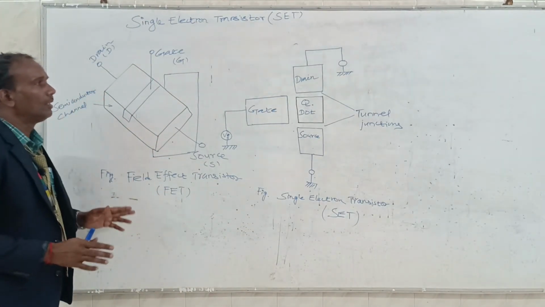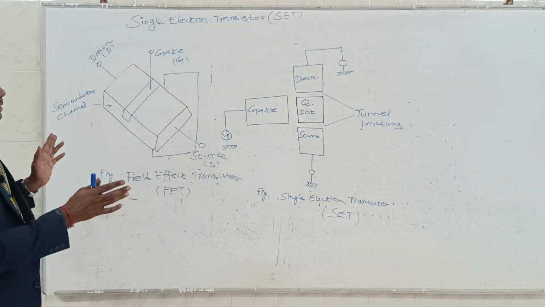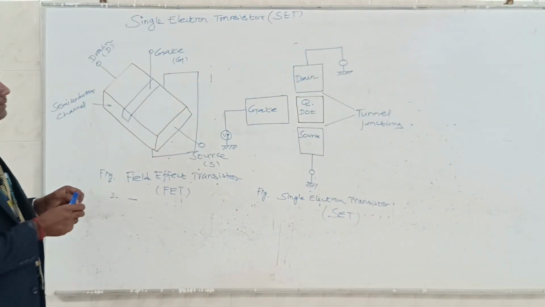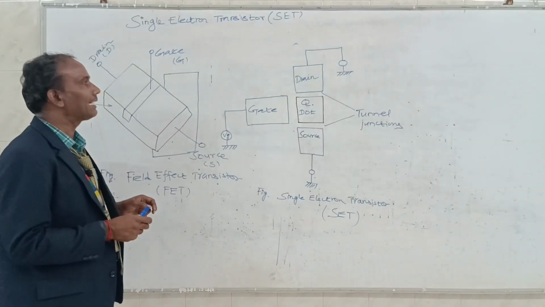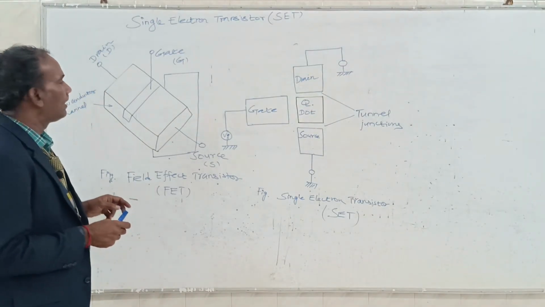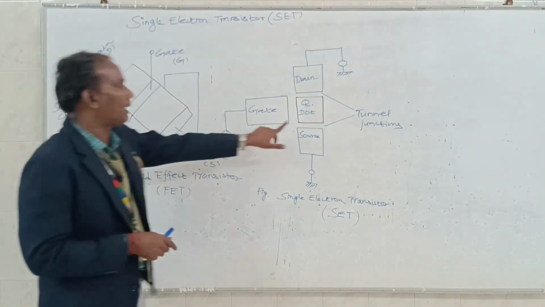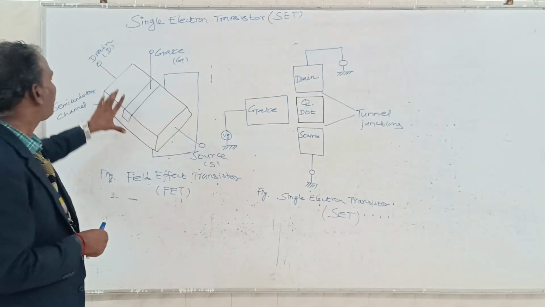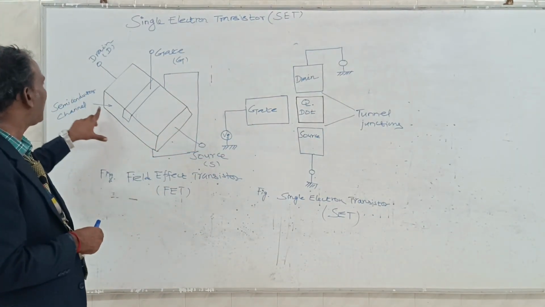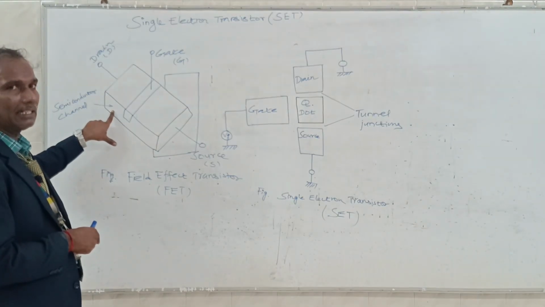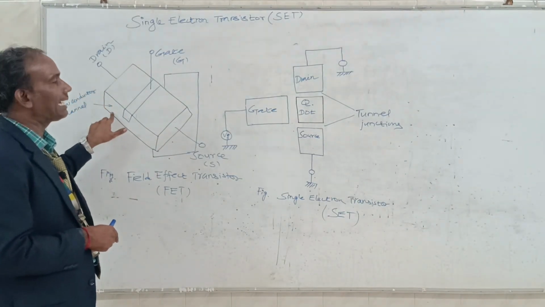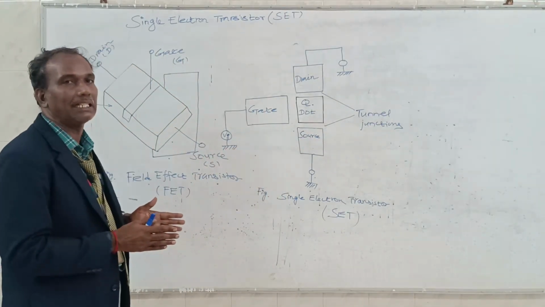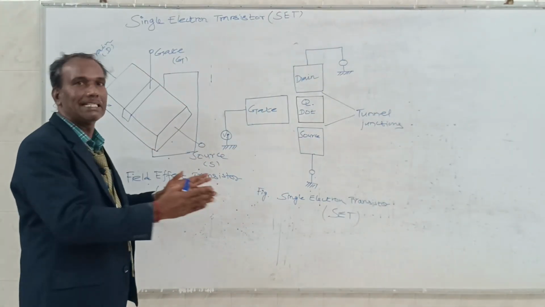When we compare these two diagrams, we can understand that in the single electron transistor, we have a quantum dot instead of a semiconductor channel. In the case of the field effect transistor, we have a semiconductor channel, and in the SET, instead of the semiconductor channel, we have a quantum dot. This is the only difference between the FET and the SET.